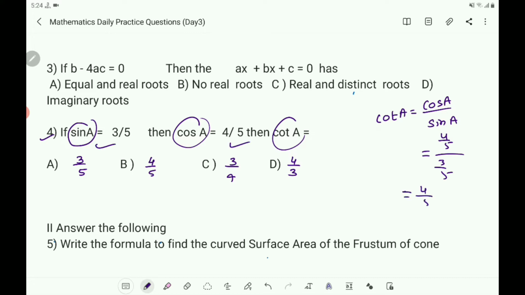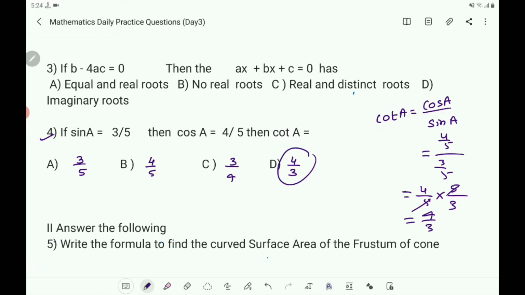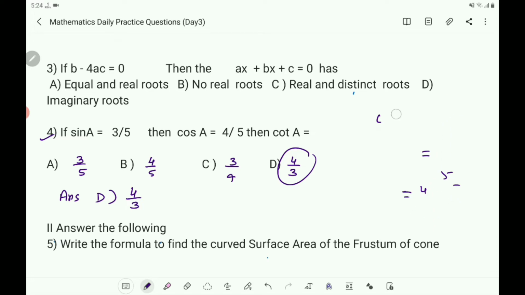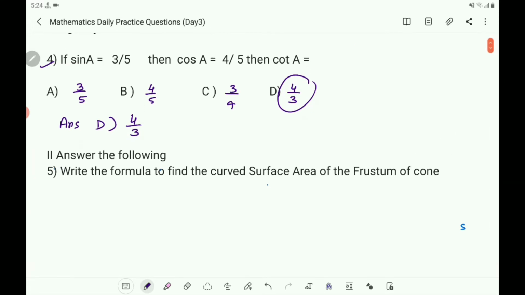So you take 4 by 5 into the reciprocal, 5 by 3. And 5 cancels. So you will get 4 by 3. Then what is the answer? Option D is the answer. Here if sin A equals 3 by 5, cos A equals 4 by 5, then cot A equals 4 by 3. So write the answer. Answer D, that is 4 by 3. So 3 multiple choice questions are completed. Now let us take the second main question.